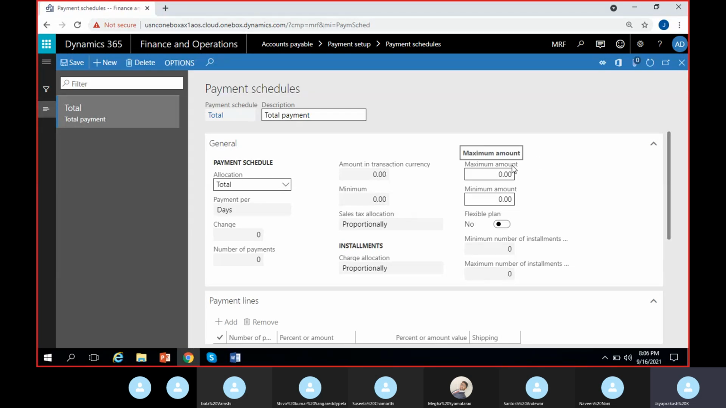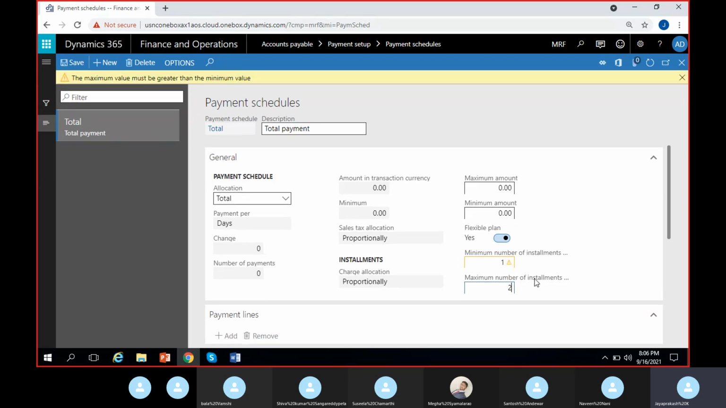Here you can see these options enabled, actually: maximum amount and minimum amount. The maximum amount and the minimum amount that you can pay, you can define. You can also give some flexibility here. The total amount can be paid in a number of installments. Normally, if it is total, we don't have any installments, but you can define it as a flexible plan, wherein you can give the lenience of 1 or 2 installments. Minimum number of installments 1 and maximum number of installments 2, I would say.